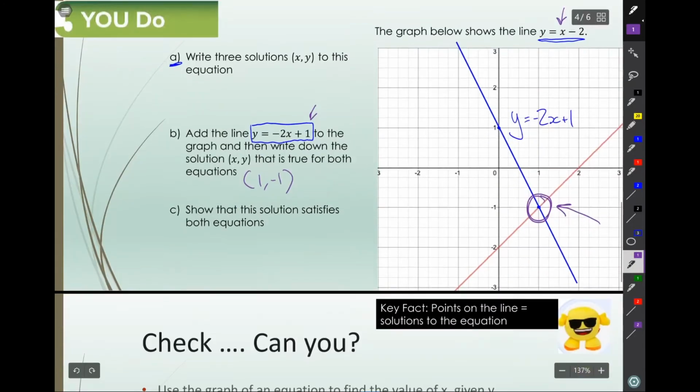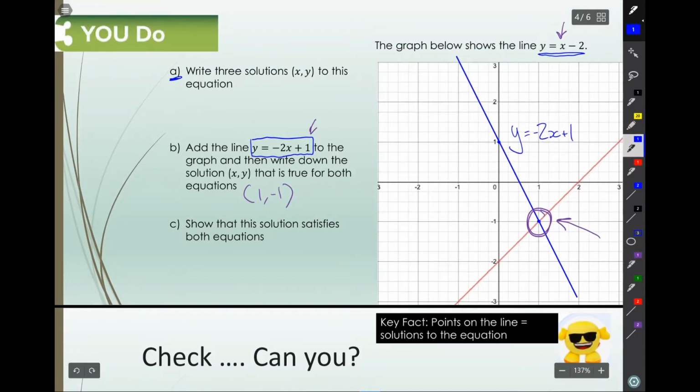And to check that the equation satisfies both of those, we just need to substitute the values in. We'll put in minus 1, and we'll put in positive 1. Minus 2 times 1 is minus 2, plus 1 is minus 1. So those two equal. We're happy. Let's check the other one. Minus 1, positive 1. 1 minus 2 is minus 1. Big tick. That works for both lines.